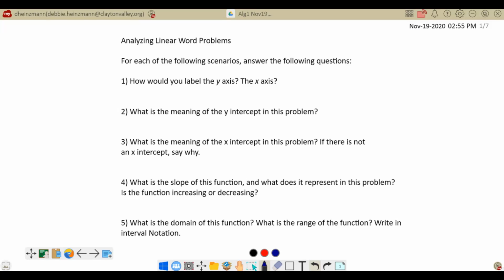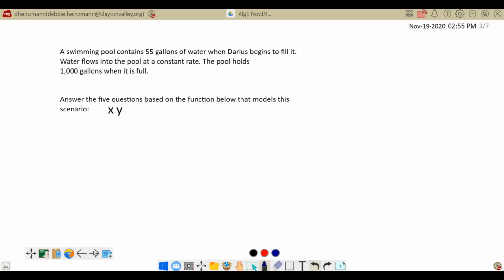So if you want to go through these questions in detail, I do that in the video about analyzing a word problem in the form of an equation, where they've given you an equation to be representative. Okay, so let's jump to the table of values.